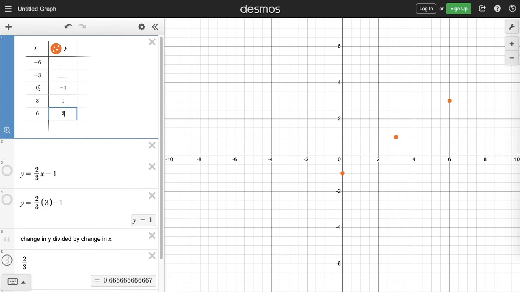If I go the other way, if I go now 3 to the left for x, 1, 2, 3 to the left, then I'm going to move down 2. I just do the opposite. So I go from -1 down to -3. And then I would go down to -5. And so you can see I've got this nice consistent pattern. X is always going up by 3, y is always going up by 2.